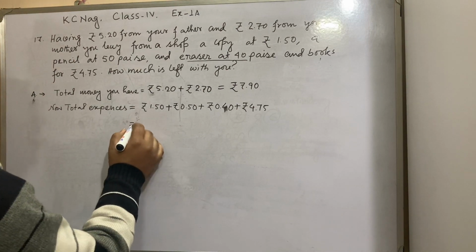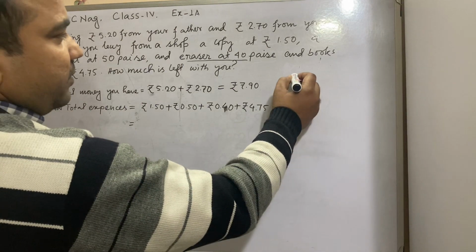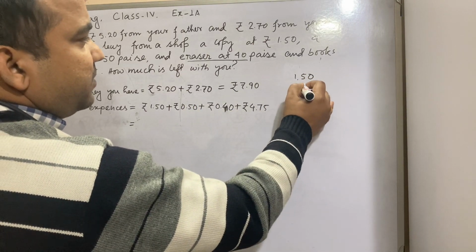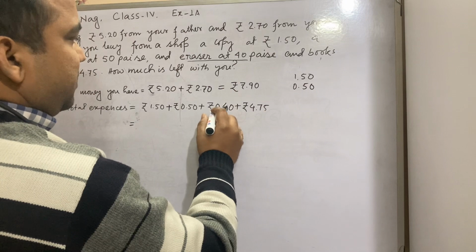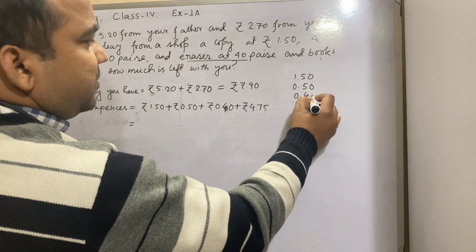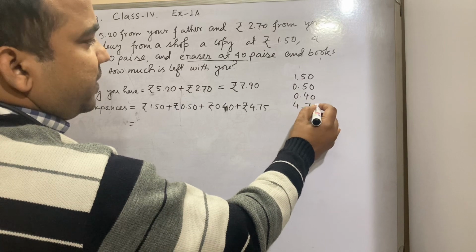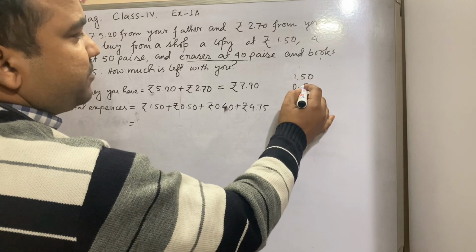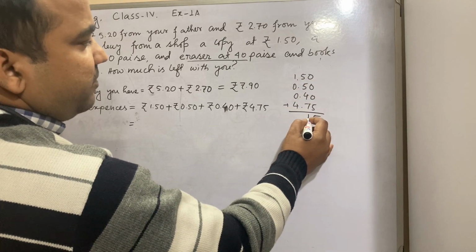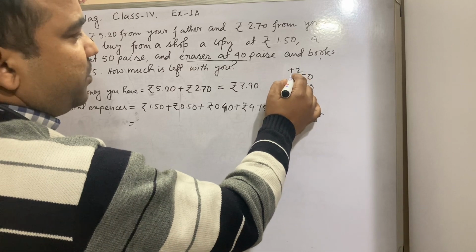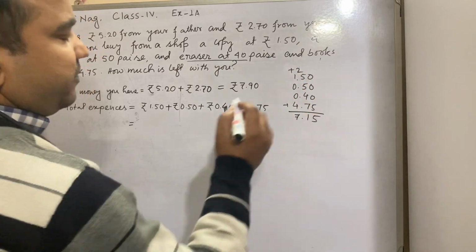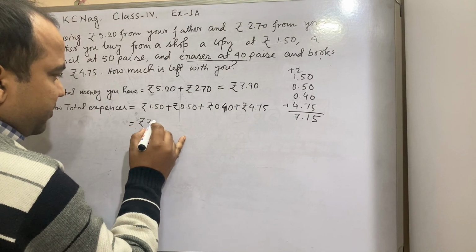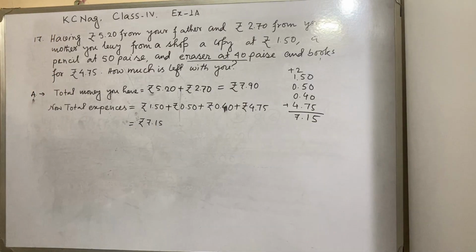Now, what is the total amount of this? 1.50, 0.50, 0.40 and 4.75. Addition: 0 plus 0 plus 0 plus 5, 5. 5 plus 5, 10 plus 4, 14 plus 7, 21. Carry over 2. 2 plus 1, 3. 3 plus 4, 7. So total expenses is rupees 7.15.